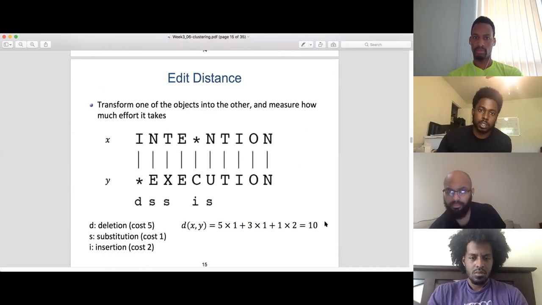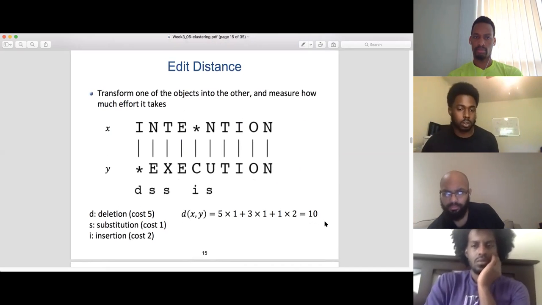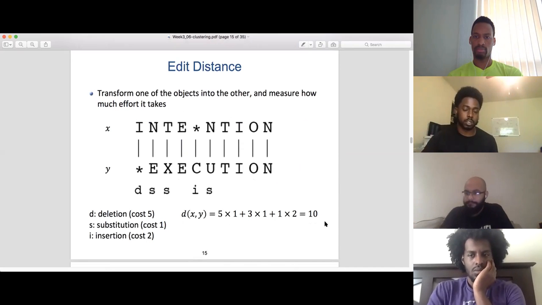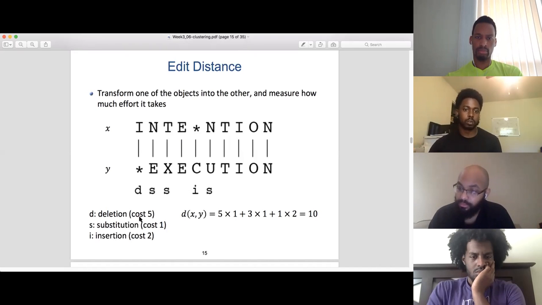Another dissimilarity function you might use is edit distance. You might be working with strings, for example. Your X is the word intention, and your Y is the word execution. You define this function, edit distance, as follows: you transform one into the other, and depending on how much effort it took to transform it, that's the dissimilarity of the two. Here they have different weights. If you delete a letter, it costs 5. If you substitute a letter, it costs 1. And if you insert a letter, it costs 2.